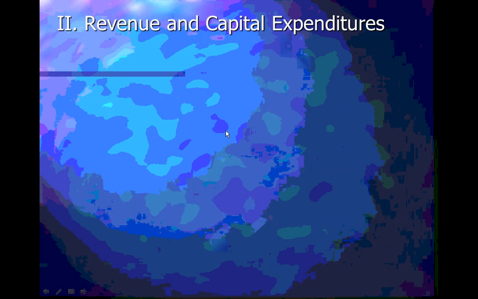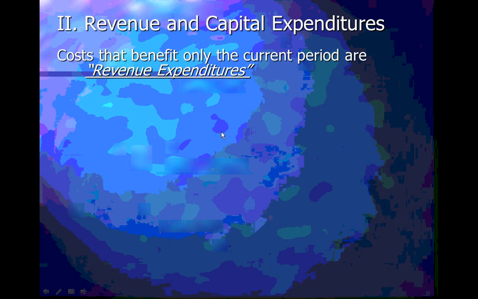All right. Now we're going to talk about revenue and capital expenditures. First of all, costs that benefit only the current period are called revenue expenditures. You might hear people in finance or in business call these, well, can I expense it?